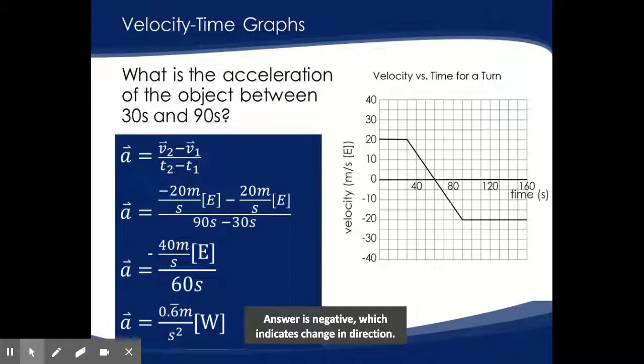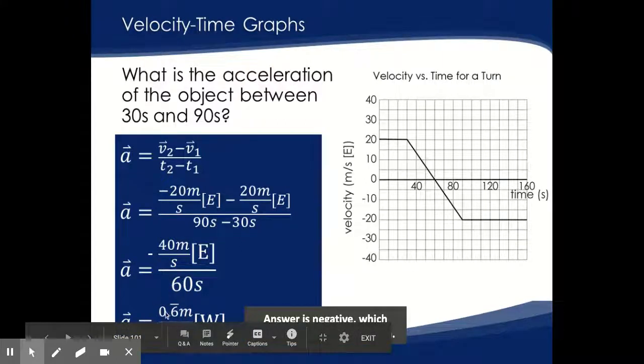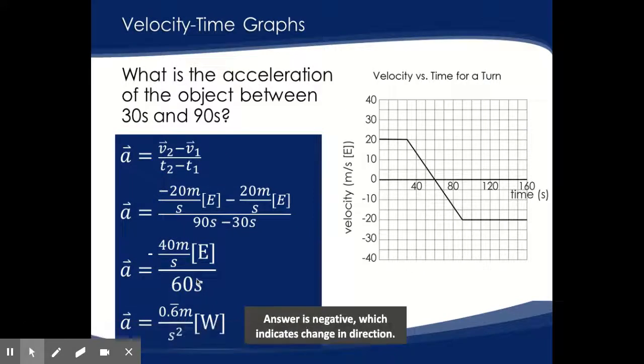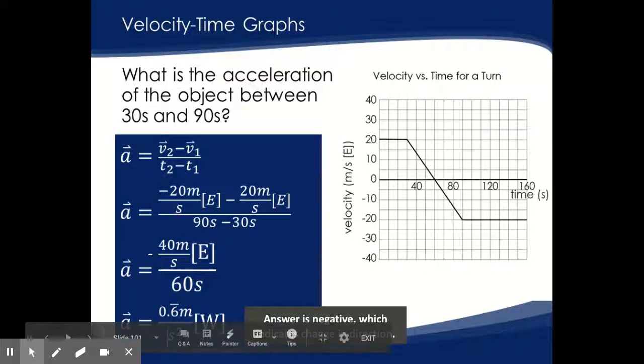Okay, so for acceleration, you're going to end up with 0.6 repeating meters per second squared west. Okay, and we know that it's west because this answer is negative. So when you take a negative 40 and divide it by 60, your answer will be negative 0.6 meters per second squared. And since we know what the initial and final directions were, we can show this as a positive number in the opposite direction.